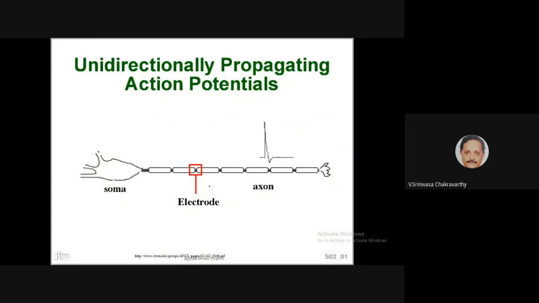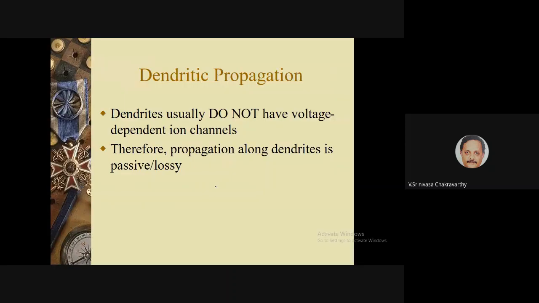So the axon propagation can be seen in this simple animation. The action potential propagating intact without losing shape and size along the axon. Now, on the other hand, on the dendritic side, there are usually no voltage sensitive ion channels.